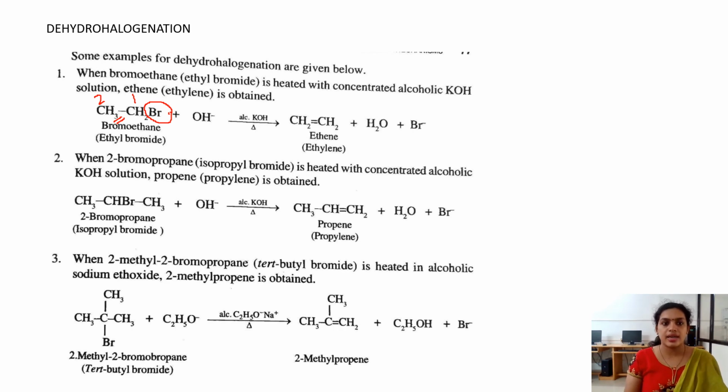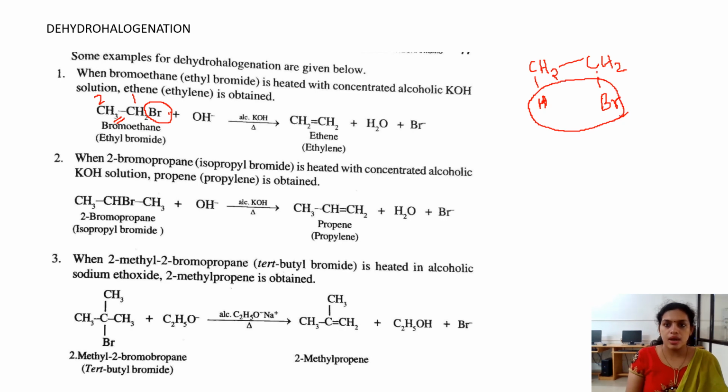HX is eliminated. We can depict it like this: CH3, CH2, Br. This is bromoethane. Here the two atoms or groups eliminated are one hydrogen and one halogen atom. That's why the name dehydrohalogenation, which means minus HX. HX is eliminated from the substrate molecule. Hope it is clear.